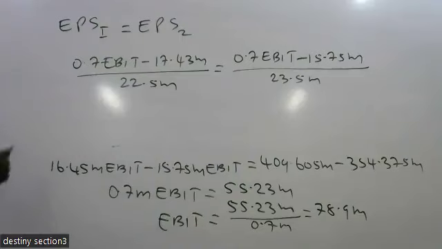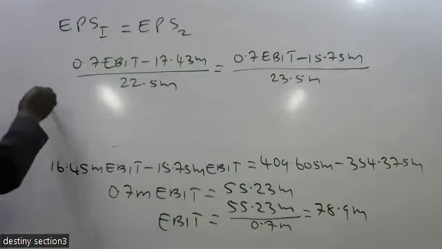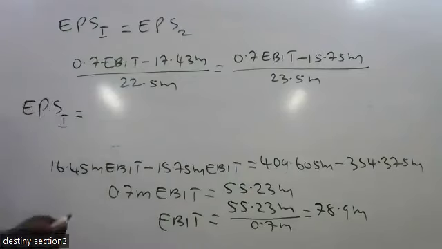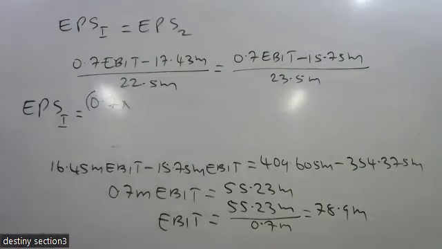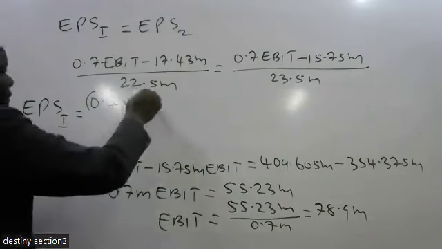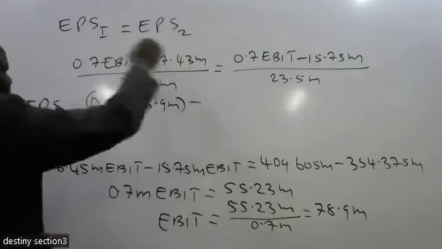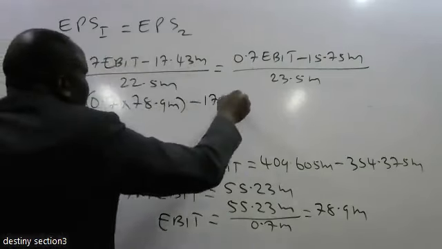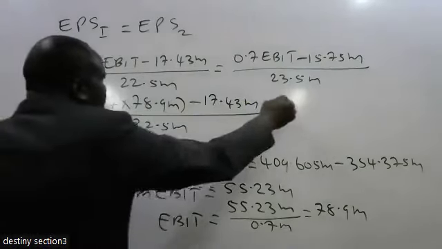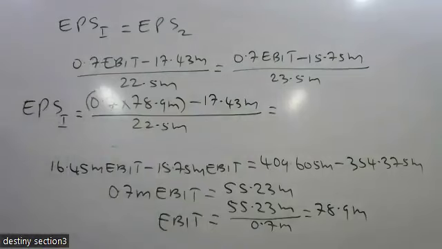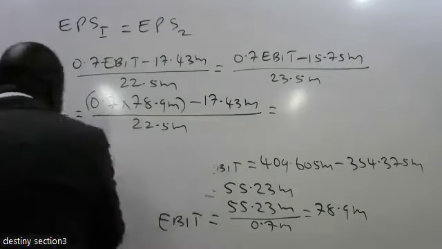So earning per share for option 1. Earning per share for option 1 will be given by 0.7 multiplied by earnings before interest and tax, which is 78.9 million, minus 70.43 million, divided by 22.5 million. So that is earning per share for option 1. We also use the formula for option 2 to get the same.